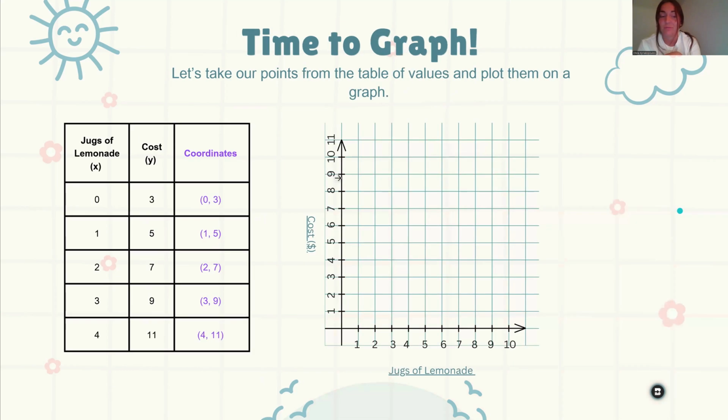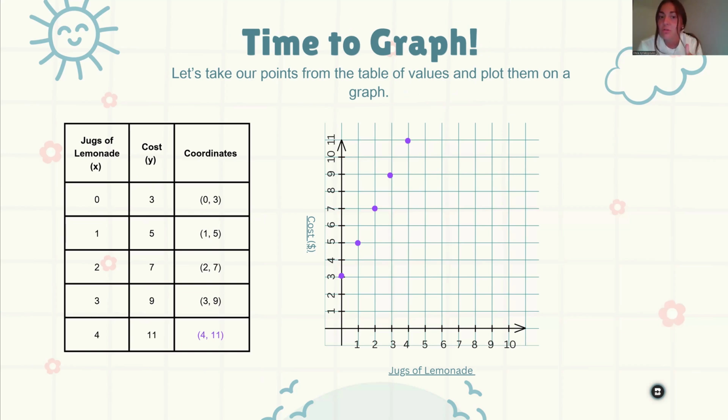And let's graph this information. We know that our jugs of lemonade are x, and we know that our cost is our y. Let's put them together. Let's make coordinates as I've done here. So our (0, 3), (1, 5), (2, 7), (3, 9), (4, 11). Let's graph that. Let's add our line of best fit.